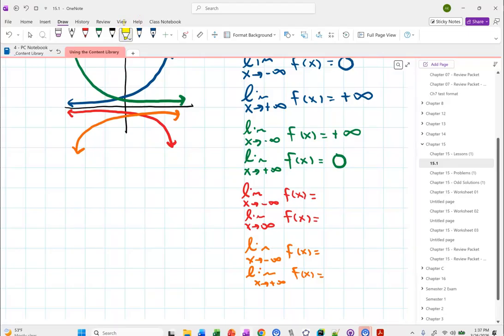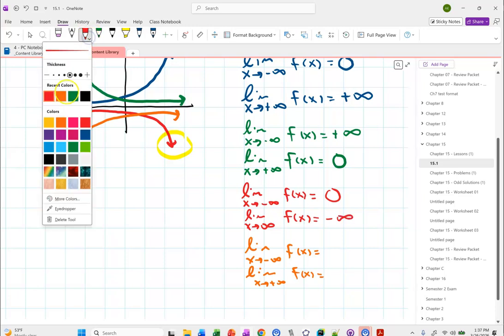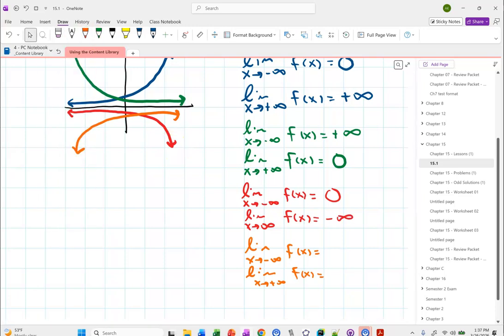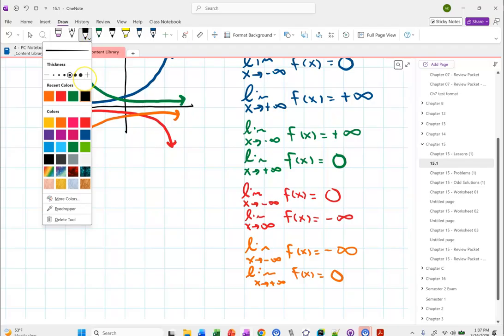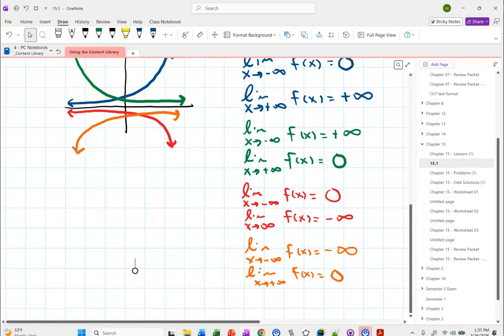All right, if we're talking about the red graph, this is the left end. What is that pointing to in the y? Very good. And then what is the right end pointing to? Negative infinity, that's correct. On to orange, the left end points to, and the right end points to. Does everybody feel okay with the end behaviors here?